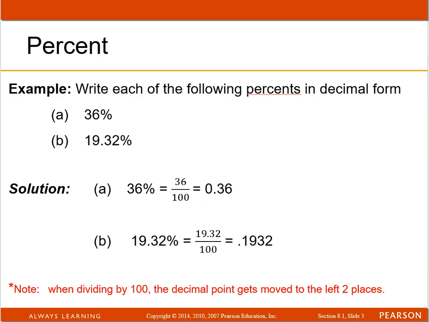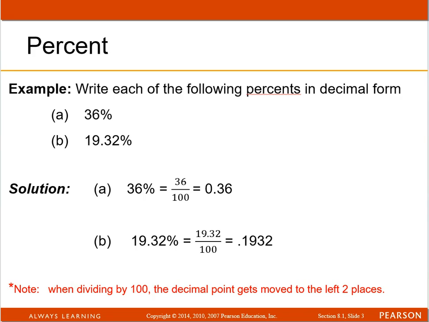So for example, write each of the following percents in decimal form. 36% really means 36 out of 100. And then you can convert that to 0.36. Because the 6 should be in the hundredths position since it's 36 over 100. And the hundredths position is 2 places to the right of the decimal point.